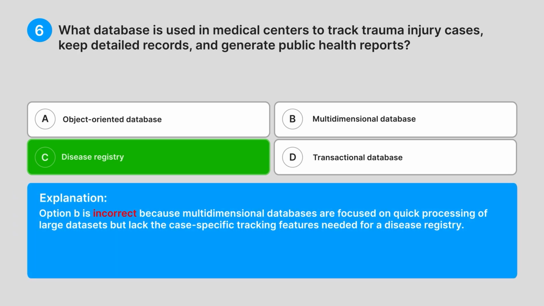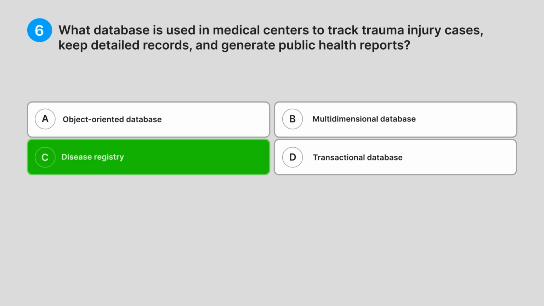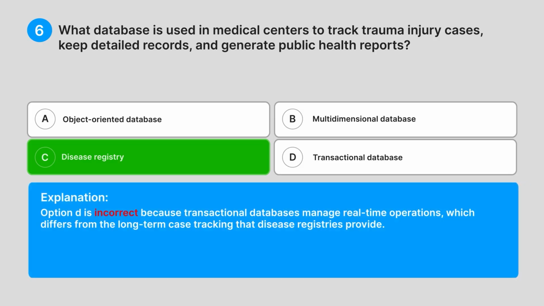Option B is incorrect because multidimensional databases are focused on quick processing of large datasets, but lack the case-specific tracking features needed for a disease registry. Option D is incorrect because transactional databases manage real-time operations, which differs from the long-term case tracking that disease registries provide.